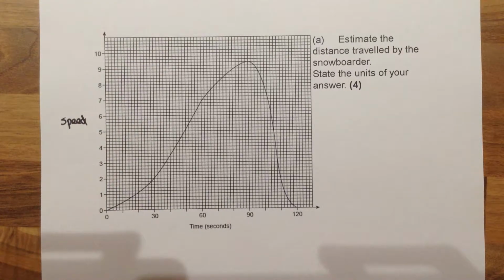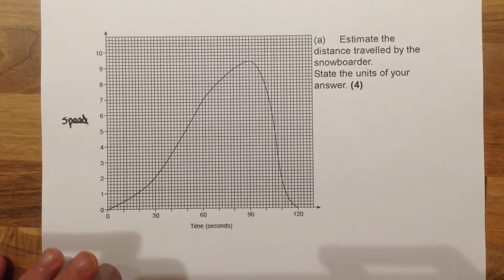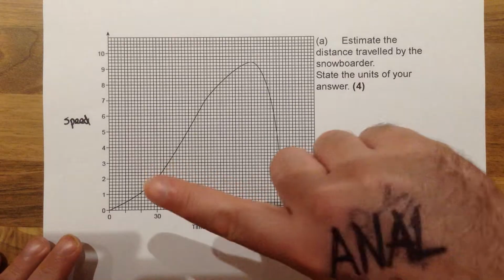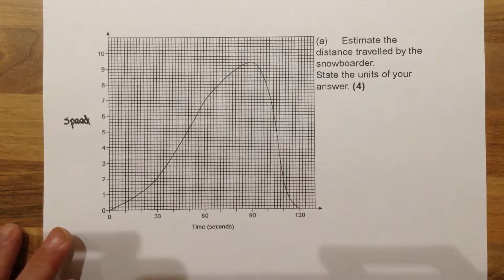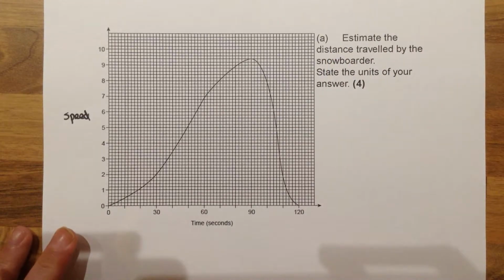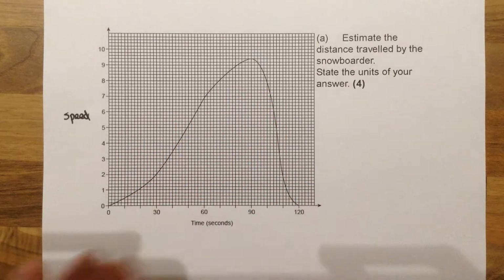Now, as I said, this is a topic we've not yet done, but I can very quickly show you how to do this, and it might be relevant for the exam. If you have a speed time graph, in order to work out the distance, all you need to do is work out a rough estimate of the area of the space underneath the graph.